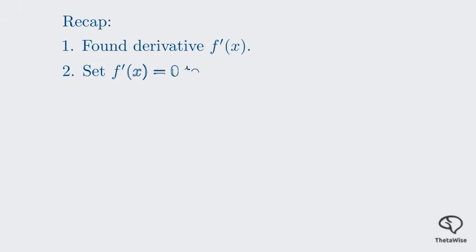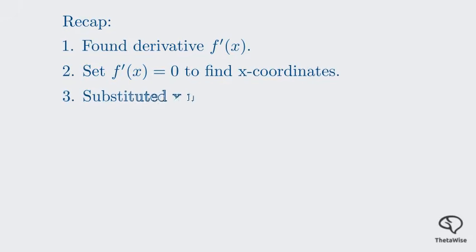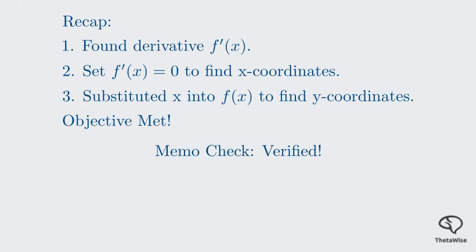Let's recap. We successfully found the turning points by first calculating the derivative of the function to represent its slope, then setting that derivative to 0 and solving for x, and finally, substituting those x values back into the original function to find the corresponding y values. Just a quick verification using the memo, our coordinates match perfectly.